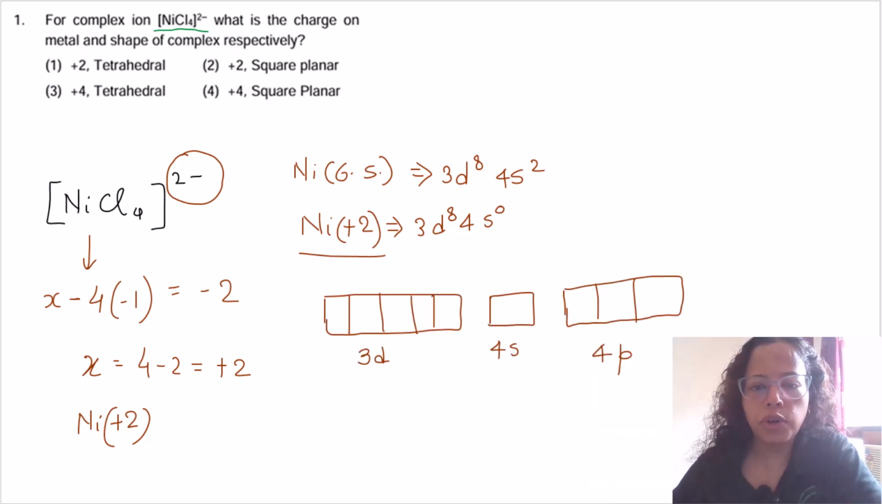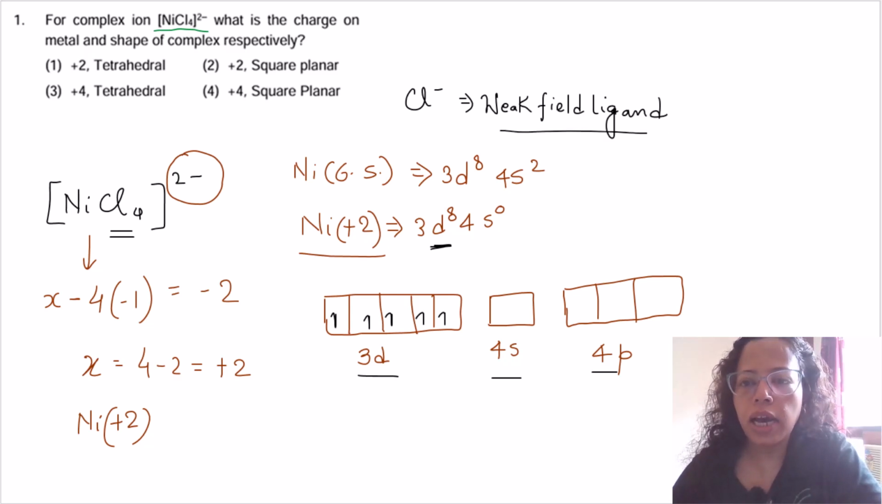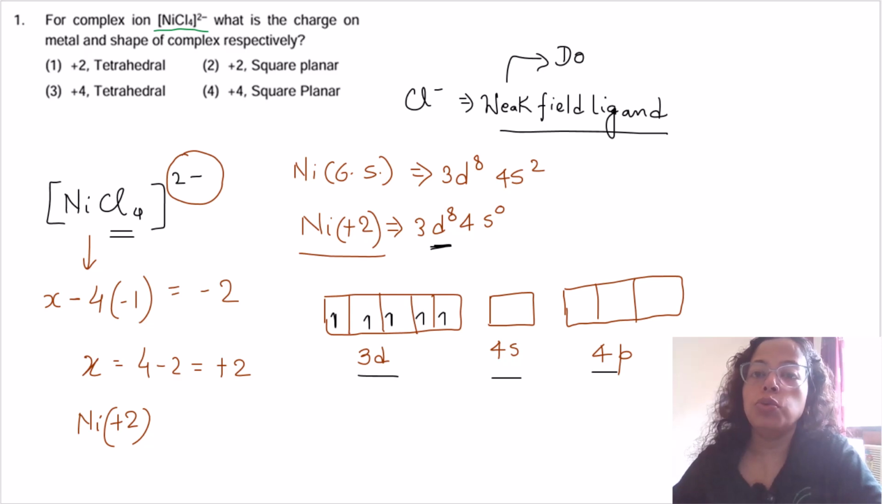Now I have drawn the 3d, 4s and 4p orbitals. How many electrons are in 3d? We have 8 electrons. What kind of ligand is the chloro ligand? The chloro ligand is a weak field ligand. That is also a very important consideration for solving this problem. And weak field ligands, according to crystal field theory, do not favor the pairing of d electrons.